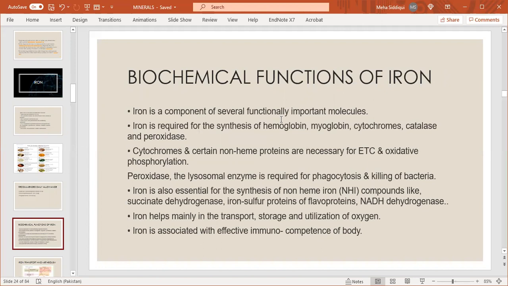Biochemical functions of iron. Iron is a component of several functionally important molecules. Iron is required for the synthesis of hemoglobin, myoglobin, cytochromes, catalase, and peroxidase. Cytochromes and certain non-heme proteins are necessary for the electron transport chain and oxidative phosphorylation. Peroxidase, the lysosomal enzyme, is required for phagocytosis and killing of bacteria. Iron is also essential for the synthesis of non-heme iron compounds like succinate dehydrogenase, iron sulfur proteins of flavoproteins, and NADH dehydrogenase. Iron helps mainly in the transport, storage, and utilization of oxygen. Iron is associated with effective immunocompetence of the body.